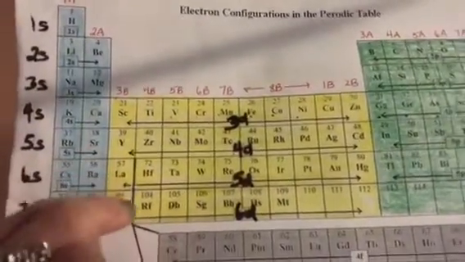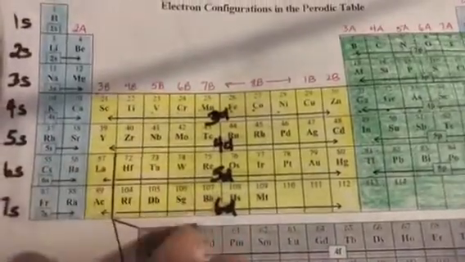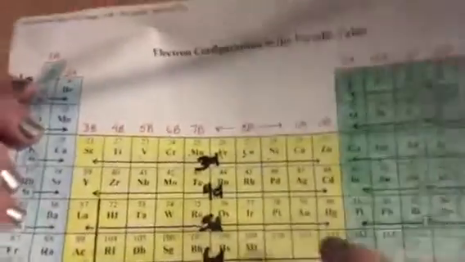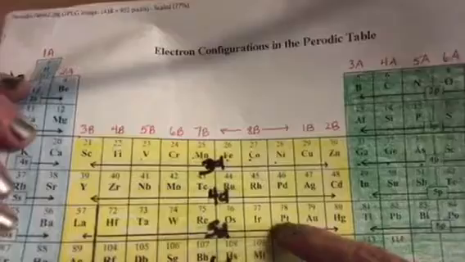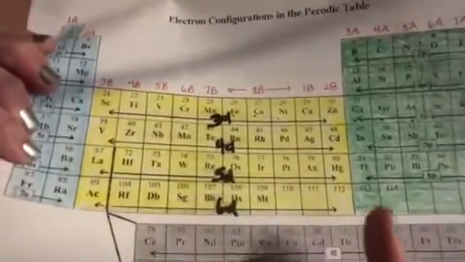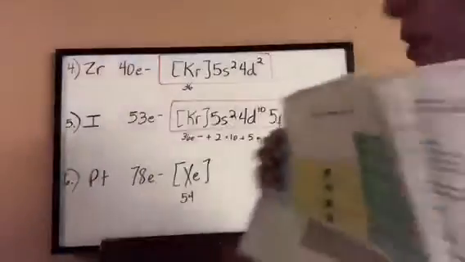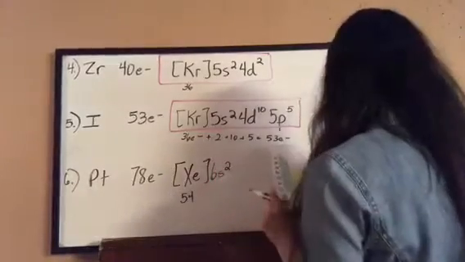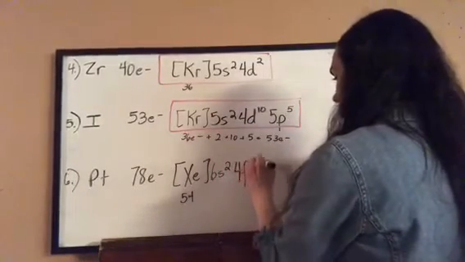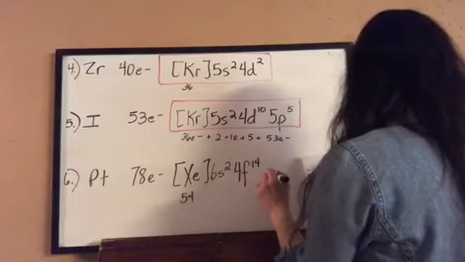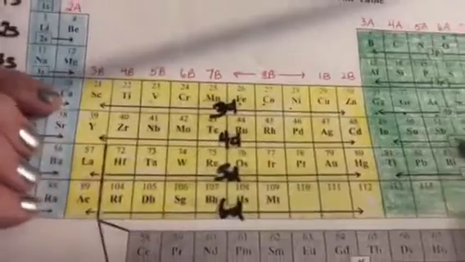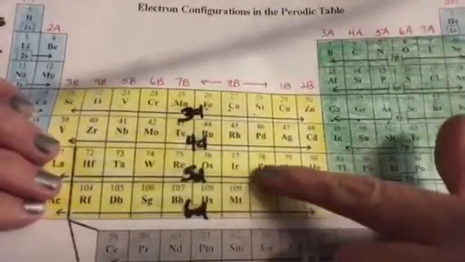but then, whoa, we have the lanthanides and actinides sandwiched in here. We need to account for that sublevel. And then platinum will end with a D sublevel, but we can't forget the fact that we now have an F sublevel as part of this configuration. So xenon core, 6s2, 4f14, 5d8. Okay, platinum is the 8th one over in the D sublevel. Okay, it ends in 5d8.